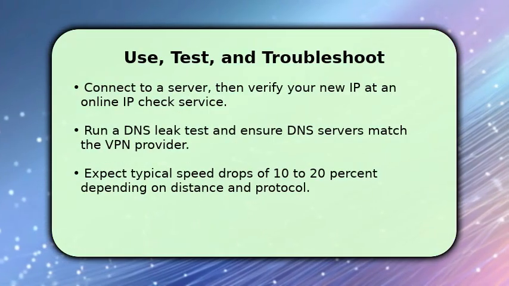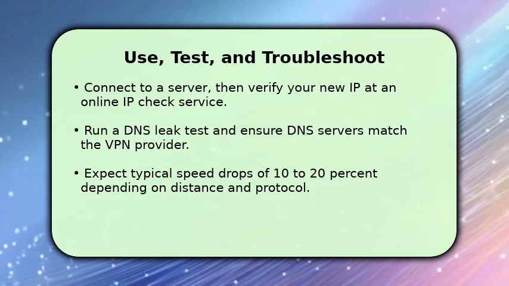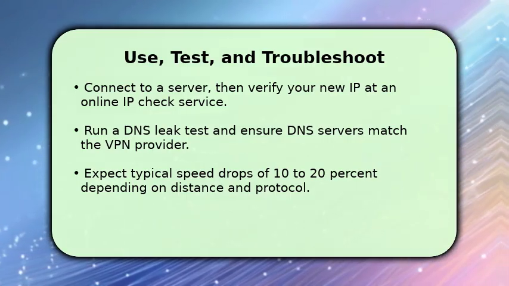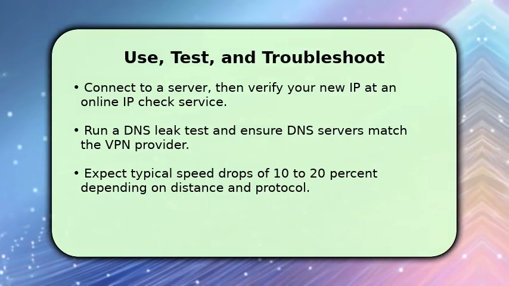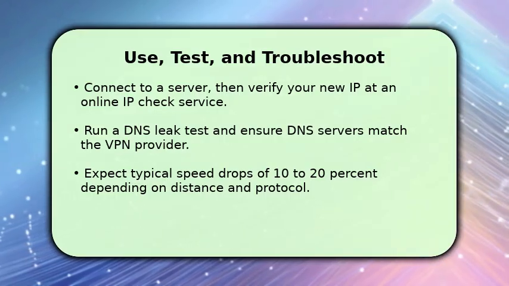Connect to a server, then verify your new IP at an online IP check service. Run a DNS leak test and ensure DNS servers match the VPN provider. Expect typical speed drops of 10 to 20% depending on distance and protocol.